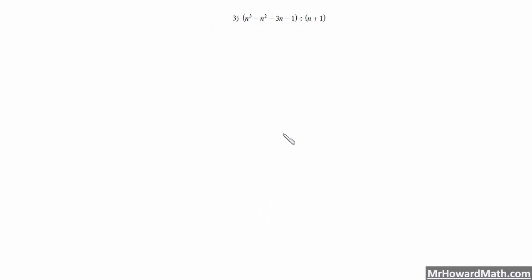Alright, we're back with example 3 here. So we have n plus 1 that we're dividing by, and we have a leading coefficient of 1 here, so it is a candidate for synthetic division. We have a leading coefficient of 1 again, so that's good. We have n plus 1, so we need to use the opposite of this sign. So instead of plus 1, it's going to be a minus 1.